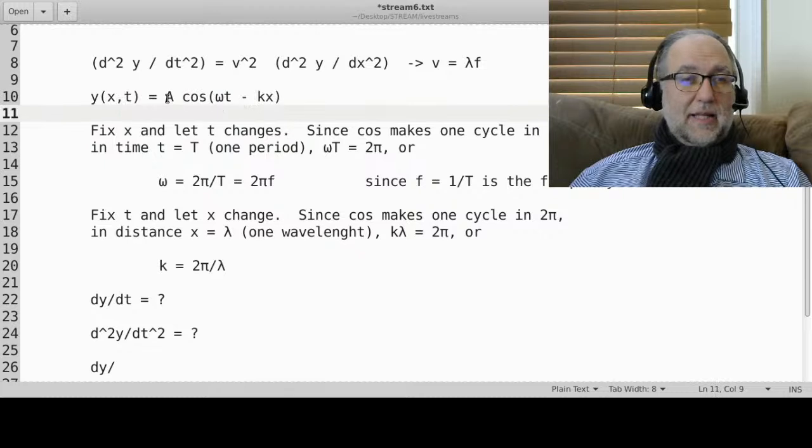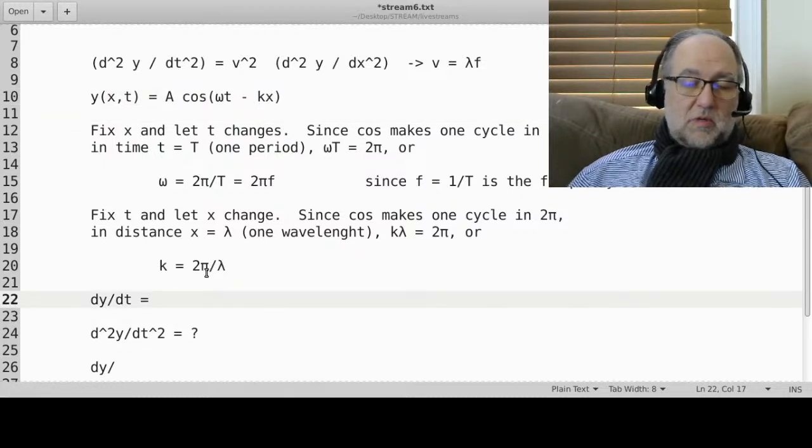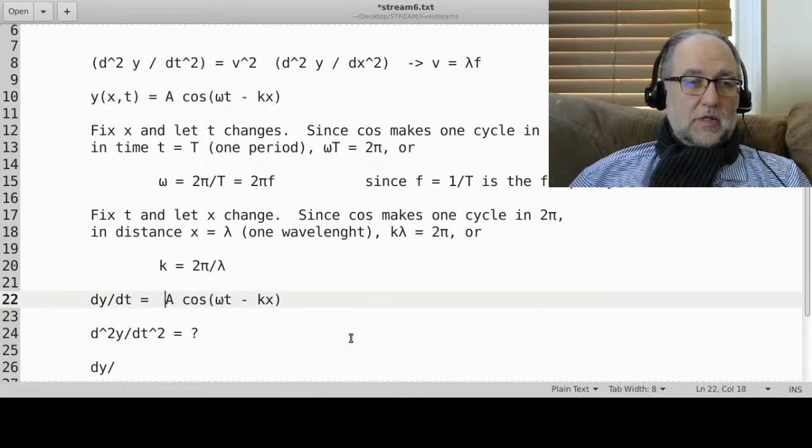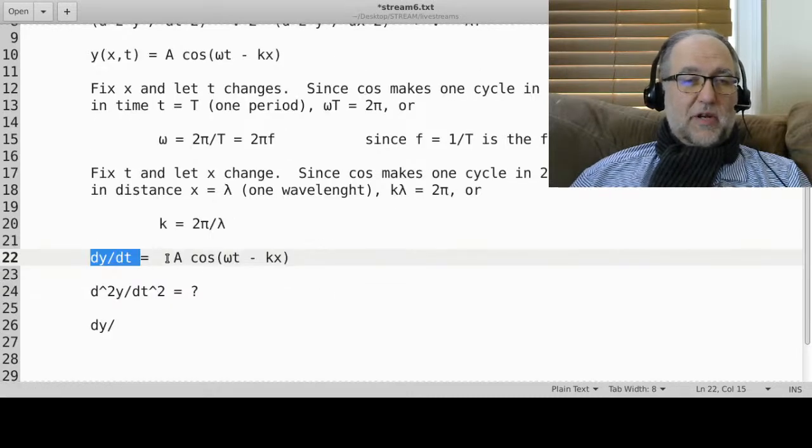So what we're going to do is take this and differentiate it. Let's differentiate it once with respect to time. If you have this function here, that's not the answer right now. We have to differentiate it with respect to time. If we differentiate this function with respect to time, what do we get?